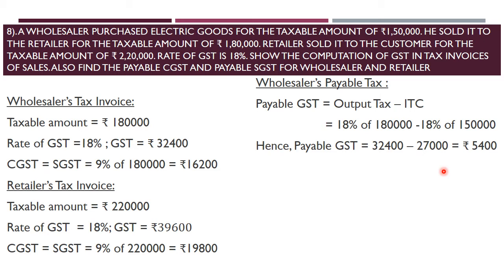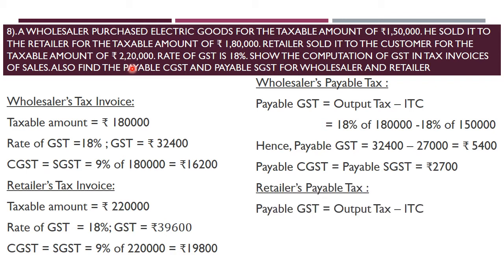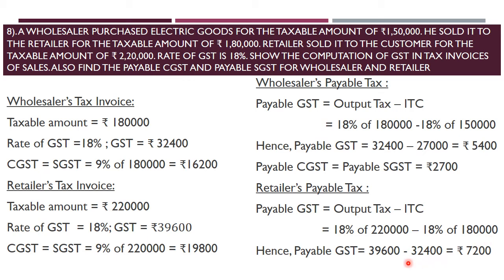Now similarly, we will have to find it for the retailer also. The retailer purchased it from the wholesaler for 1,80,000, so while purchasing, the tax paid was 18% of 1,80,000, and the retailer sold it to the customer for rupees 2,20,000. So the output tax will be 18% of 2,20,000. The payable GST is output tax minus input tax, which is 18% of 2,20,000 minus 18% of 1,80,000, and that will be 39,600 minus 32,400, which is rupees 7,200. So in the first case, the GST payable was 5,400. In the second case, the GST payable is 7,200.